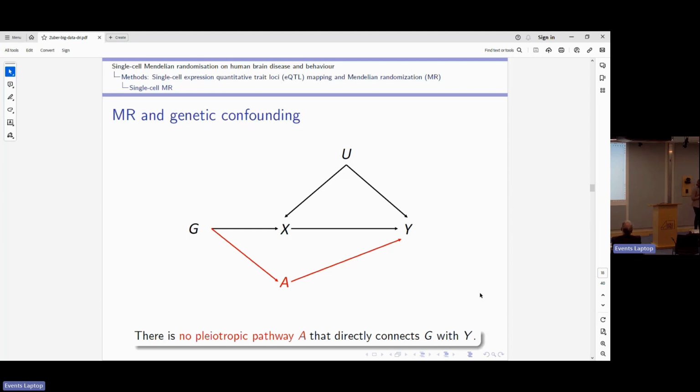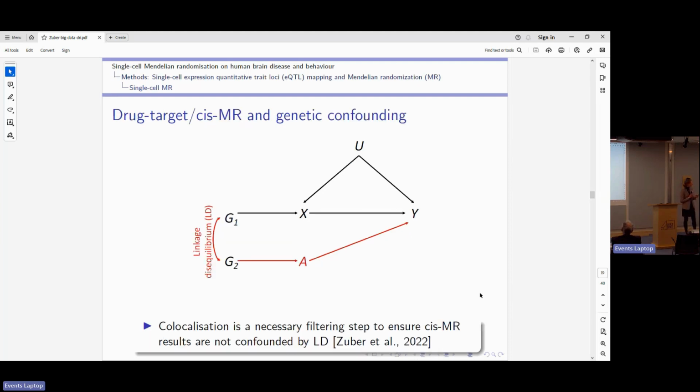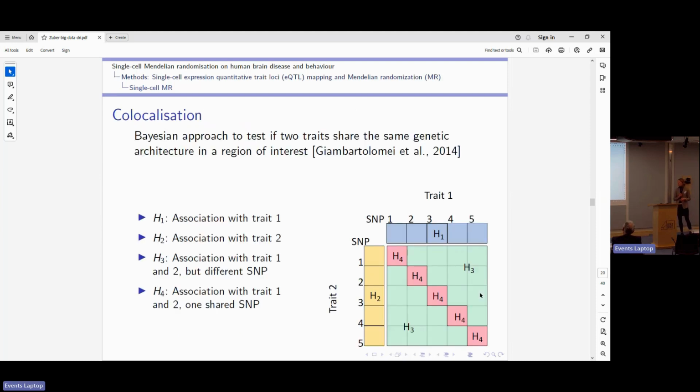Lots of the methodology work in MR is about making MR more robust to this type of horizontal pleiotropy. The problem that we have when we do drug target or cis-MR, where we only have one single genetic variant, is that we cannot use the robust MR approaches to model the unmeasured pleiotropy. So in the region of interest we have one genetic variant G1 that's in LD with another genetic variant that may act via a different pleiotropic pathway. And here the necessary methodological tool to use is co-localization.